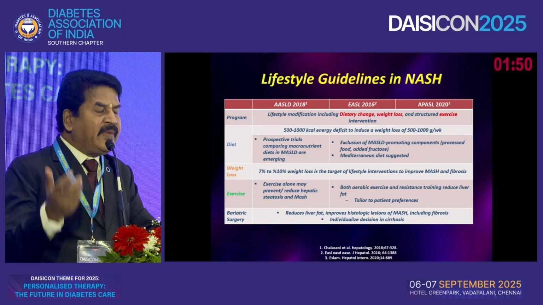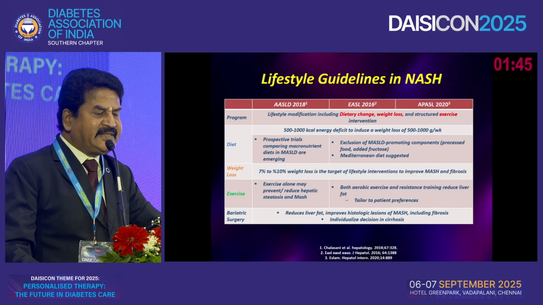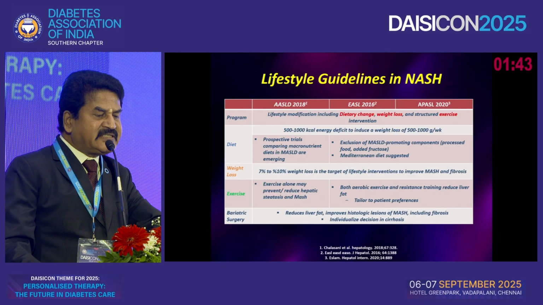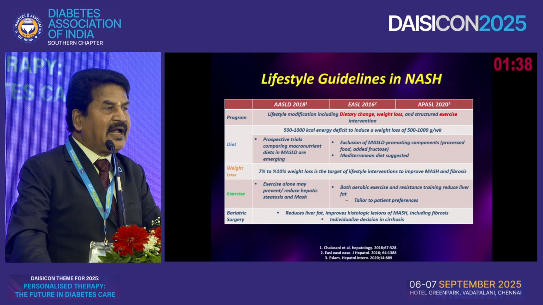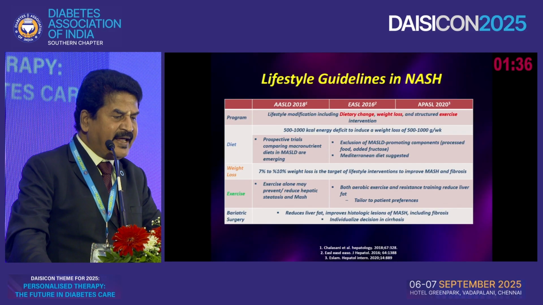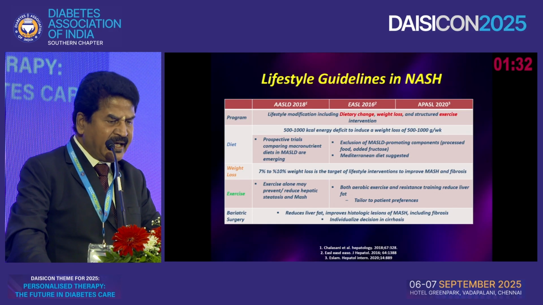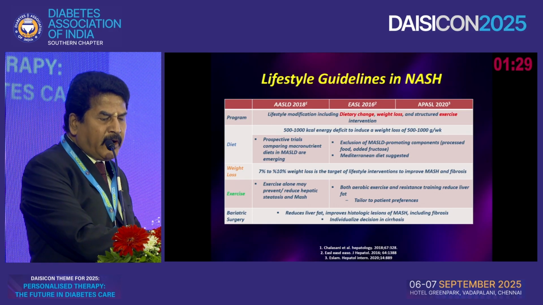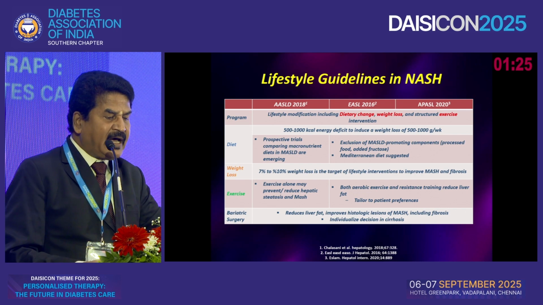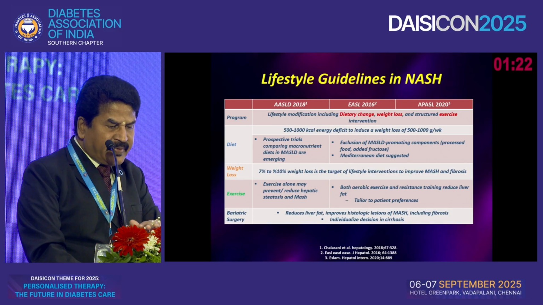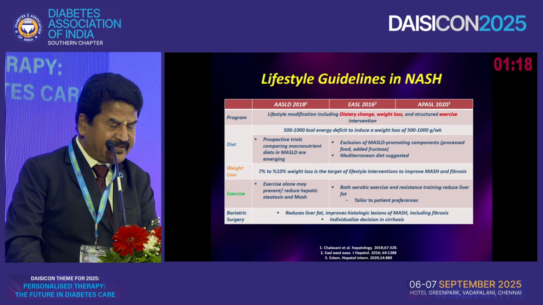So how will you manage? Lifestyle guidance is very, very important, including dietary changes, weight loss and structured exercise intervention. You can achieve weight loss of 500 to 1000 grams per week by inducing a 500 to 1000 kilocalorie energy deficit. Exercise, both aerobic and resistance training, reduces liver fat, and 7 to 10% weight loss will help to improve MASH and fibrosis. Moreover, metabolic surgery is also helpful.